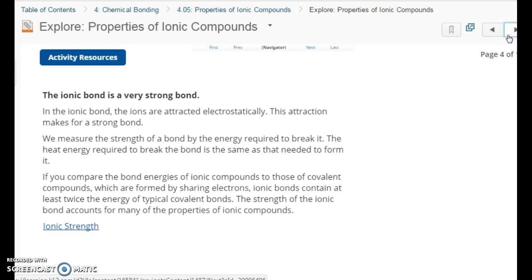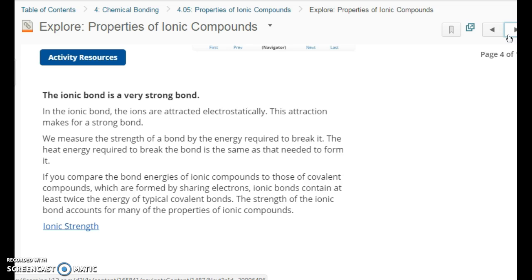An ionic bond is a very strong bond. In the ionic bond, the ions are attracted electrostatically. This attraction makes for a strong bond. We measure the strength of a bond by the energy required to break it. The heat energy required to break the bond is the same as that needed to form it.